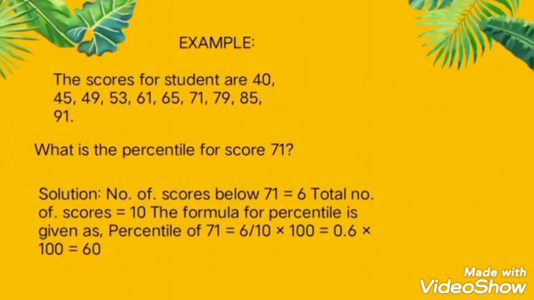For example, the scores of students are 40, 45, 49, 53, 61, 65, 71, 79, 85, and 91. So, what is the percentile for a score of 71? Here's the solution. The number of scores below 71 is equal to 6. The total number of scores is equal to 10. Using the formula for percentile, the percentile of 71 equals 6 divided by 10 times 100, equals 0.6 times 100, which is equal to 60.